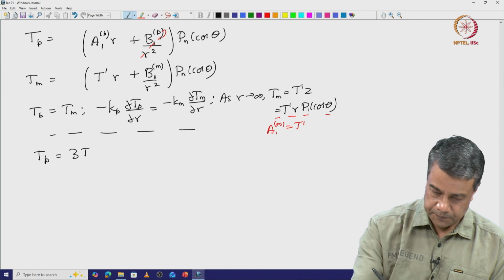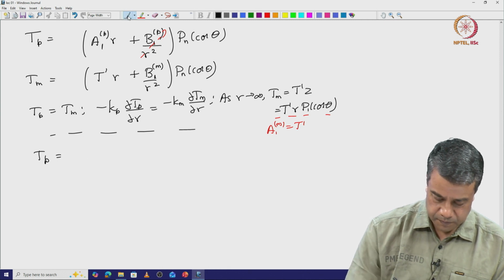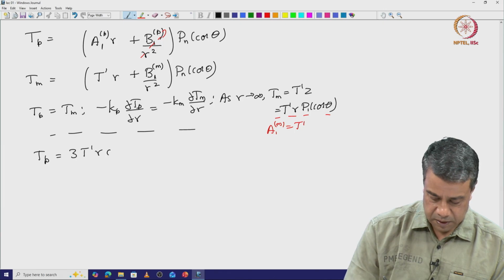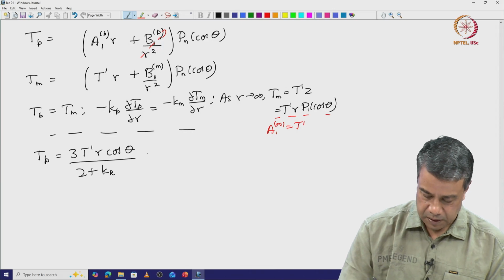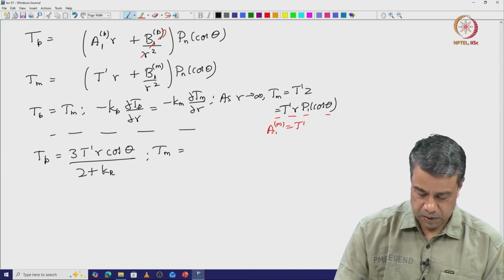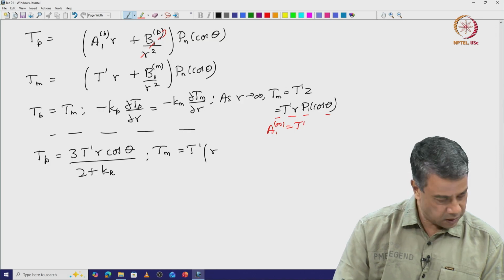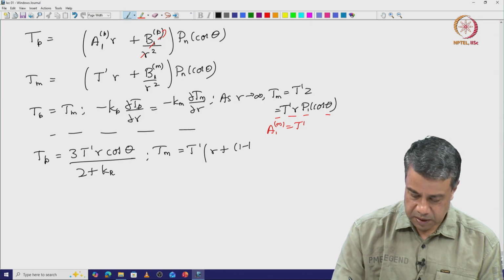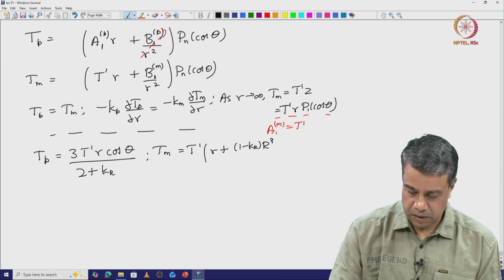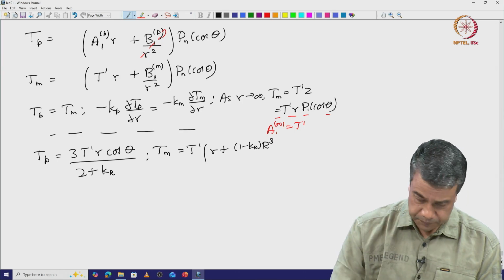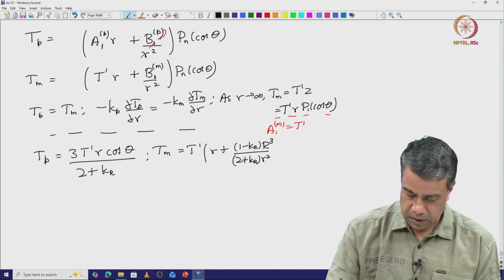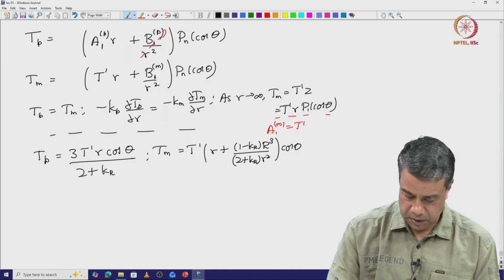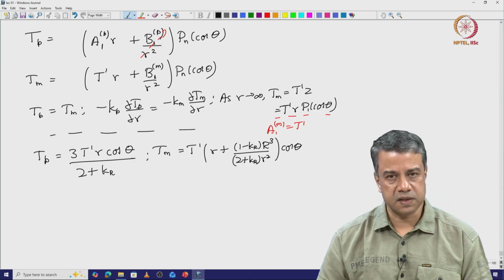The solutions we get are of the form, T in the particle is equal to 3 T prime r cos theta by 2 plus k r, and the matrix temperature is equal to T prime into r plus 1 minus k r r cubed, by 2 plus k r into r square into cos theta. Cos theta is the same as P1 of cos theta. So, these are the two temperature fields.